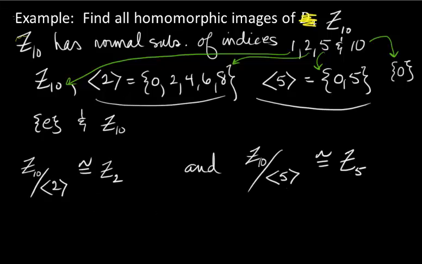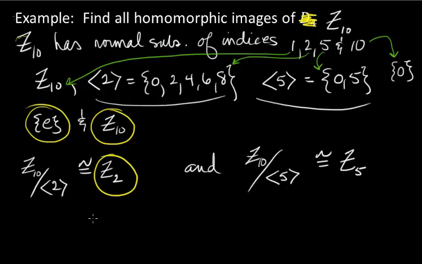So we have 4 homomorphic images of Z10. The image of a homomorphism could just be the identity. The image of a homomorphism could be a group isomorphic to Z10, or the image of a homomorphism could be Z2, and the image of a homomorphism could be Z5. So this means that all of the factor groups of Z10 are isomorphic to one of those 4 groups.